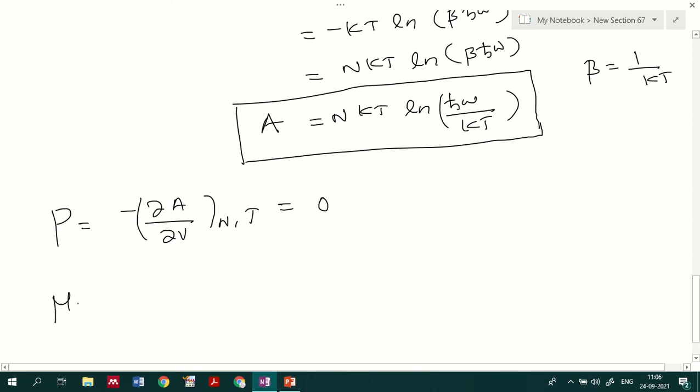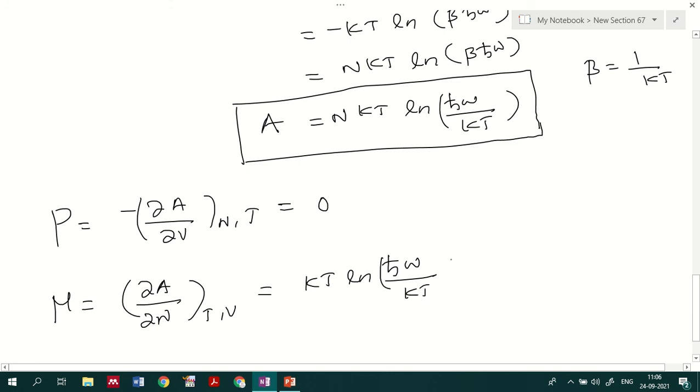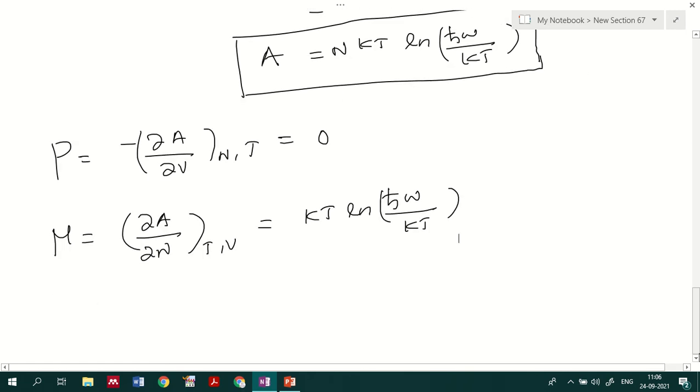Now mu is equal to dou A by dou N, at constant temperature and volume, that is equal to kT ln h cross omega by kt, because we have to differentiate with respect to n. Okay, now the next part is the important part, that is about entropy.